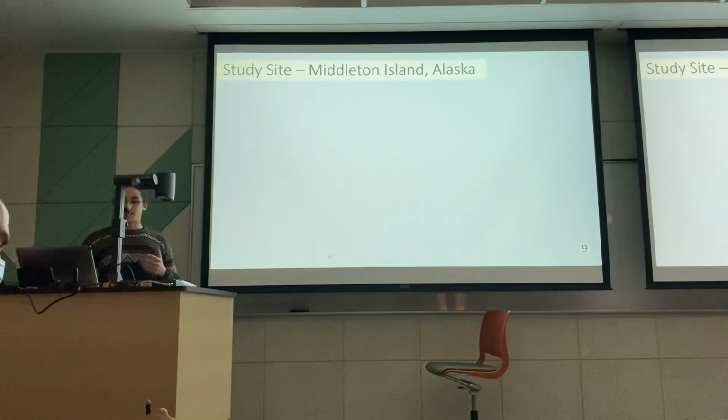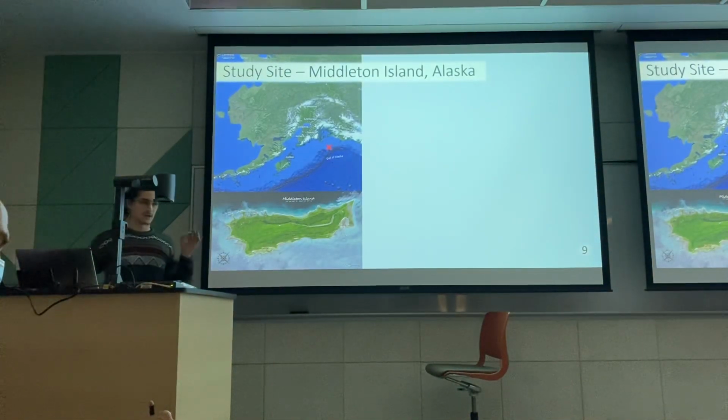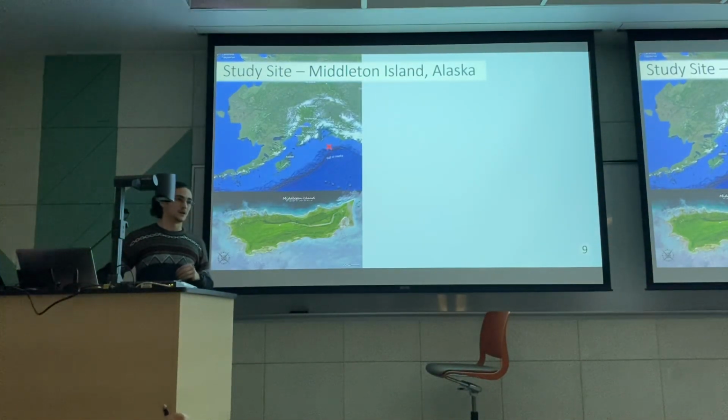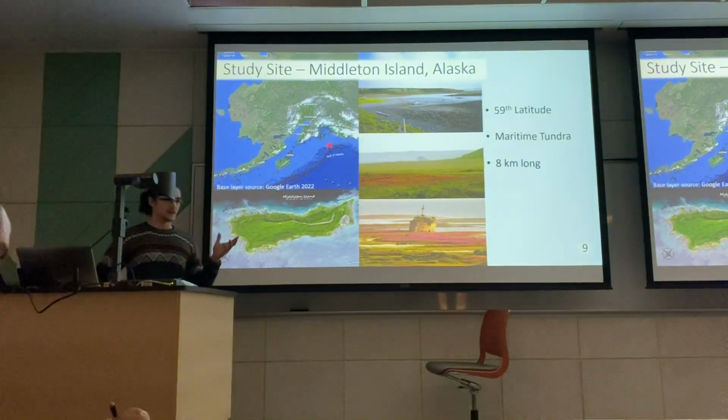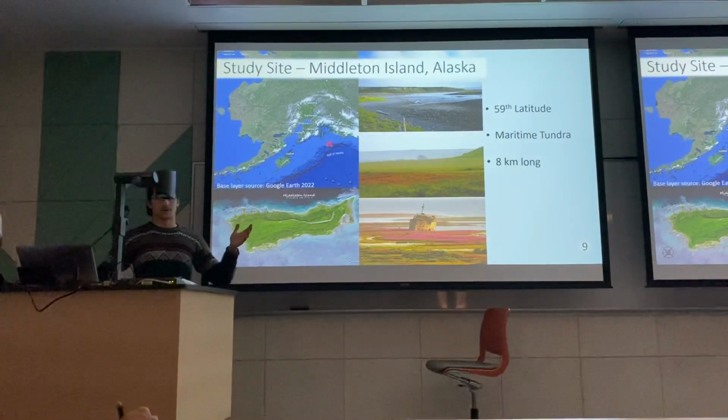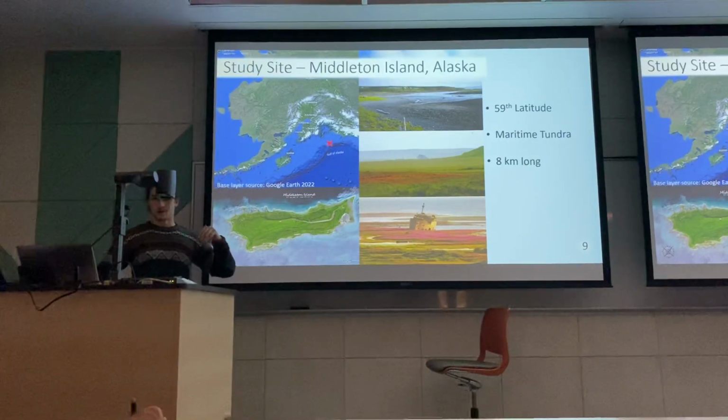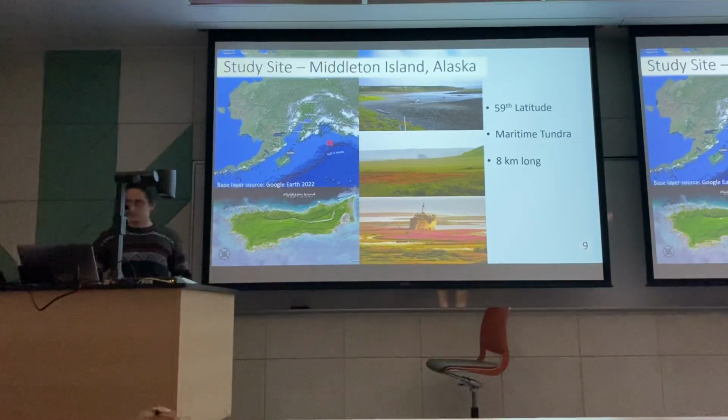Now for the study site, Middleton Island is a tiny 8-kilometer-long island on the edge of the continental shelf in Alaska, situated at the 59th latitude, with mostly maritime tundra biome. It is a tiny island, really pretty place.